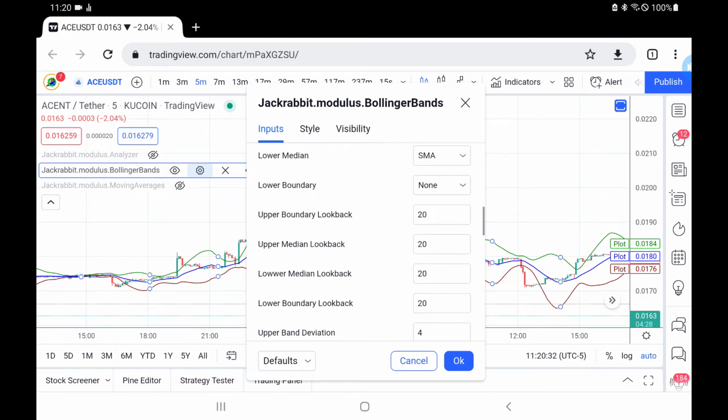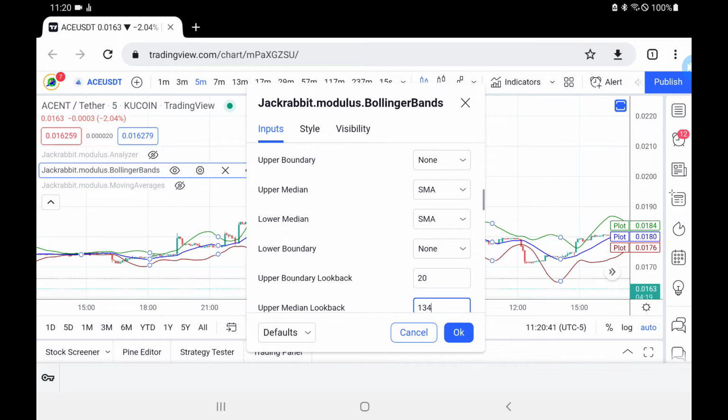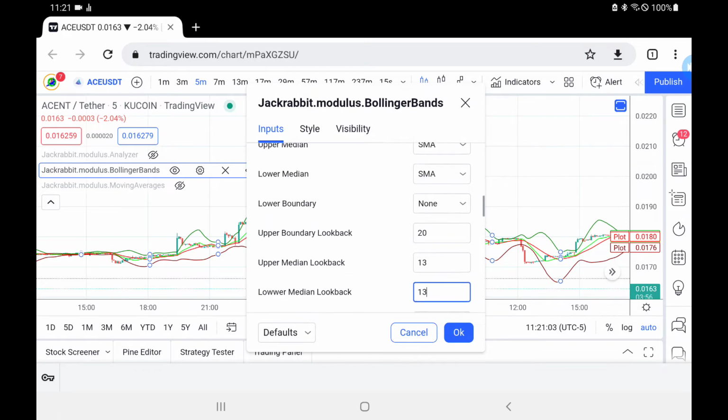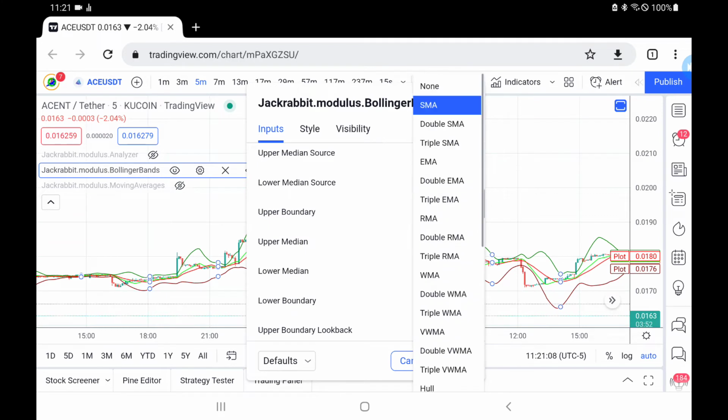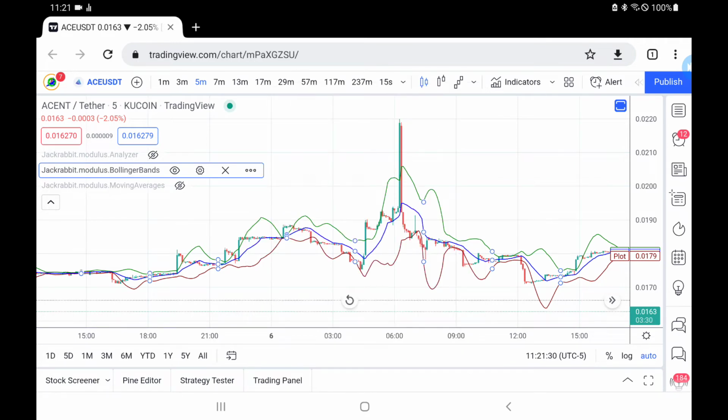So let's take our look back period and let's make it 13. Now I'm going to do the same thing with the lower boundary because I want my Bollingers to be uniform. But you don't have to. Again, another wonderful feature with this algorithm. You actually don't have to have uniformity. And let's, instead of a simple moving average, let's go to a volume weighted moving average. I have no idea what this is going to do, which is the beauty of it. I really don't know. So there we are. Volume weighted moving average with changing the look back period.